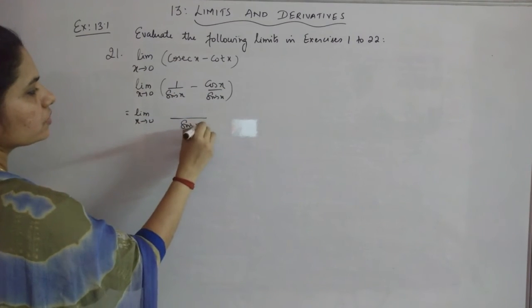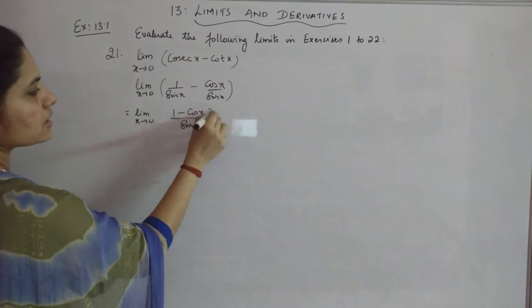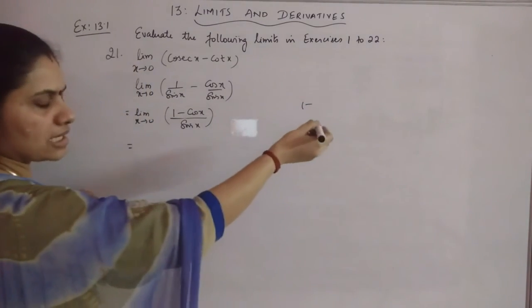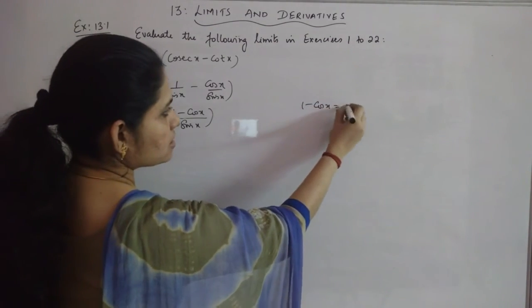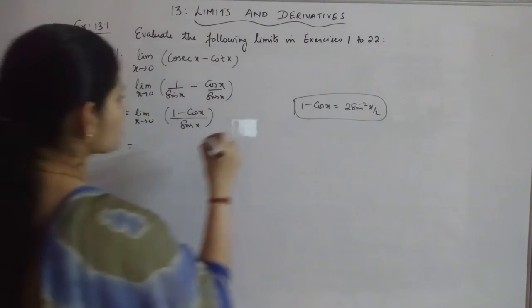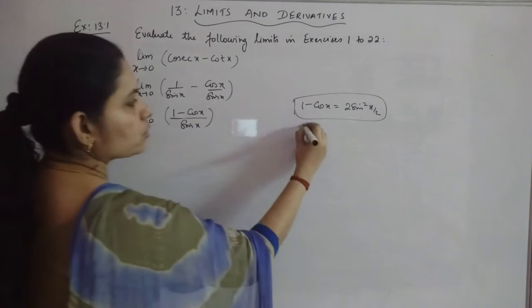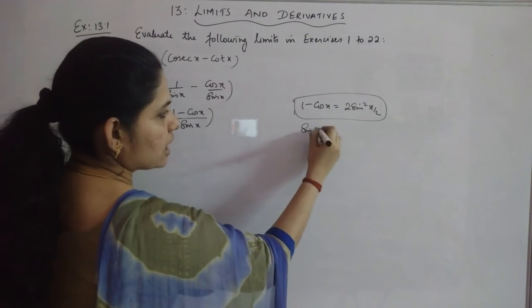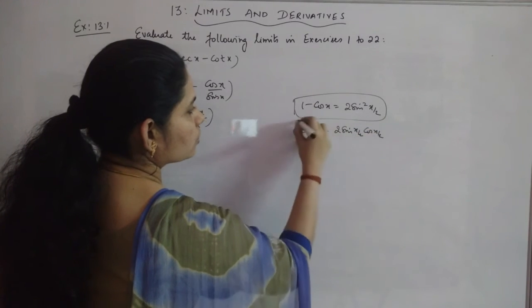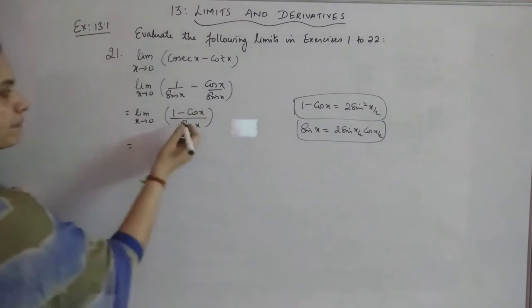will give you in the numerator 1 minus cos x. Again, 1 minus cos 2x is 2 sin square x, so 1 minus cos x is 2 sin square x by 2. So we are just replacing this, and sin 2x is 2 sin x cos x, so sin x can be written as 2 sin x by 2 cos x by 2. So these are the two things which we are using here.